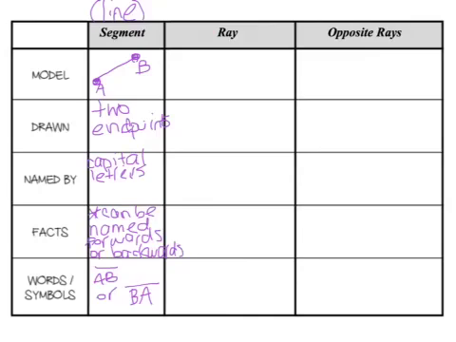A ray is drawn with one endpoint that goes through another point and ends in an arrow. So it goes through another point. So let's say LE, this would be ray LE. It's drawn with one endpoint and one arrow.